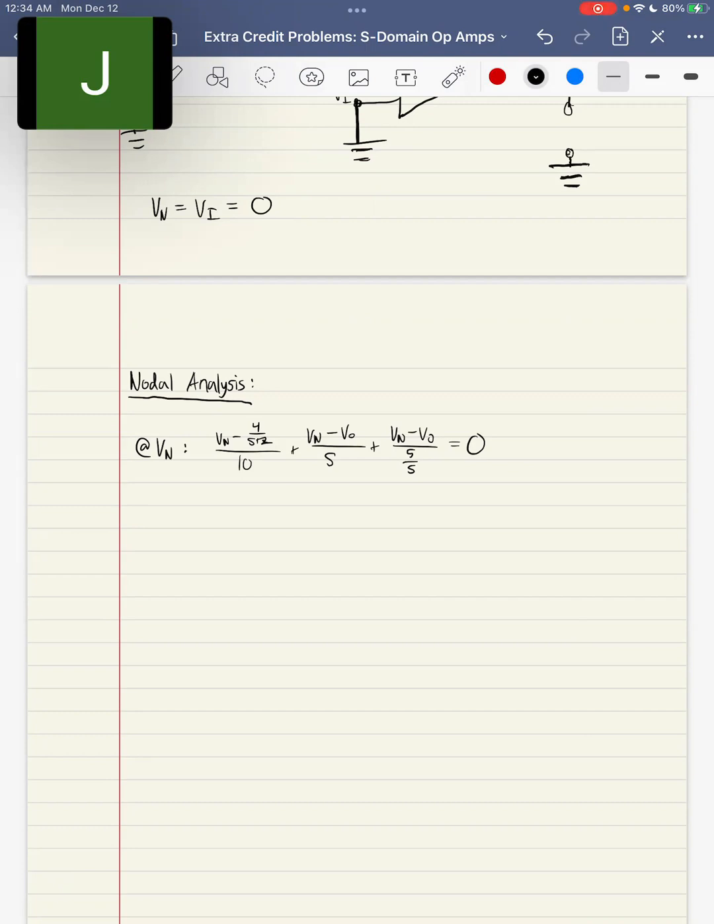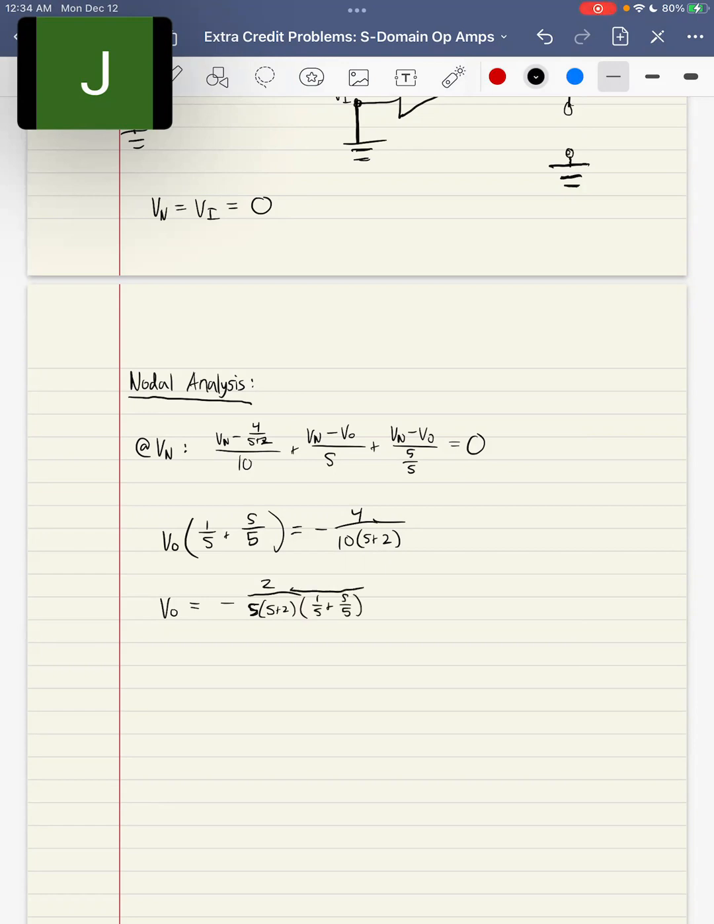Let's move Vout to the other side. This is Vout times (1 over S plus S over 5), and that is all equal to negative 4 over 10 times (S plus 2). We can now divide the Vout factor to the other side. So Vout equals negative, let's simplify this, negative 2/5 times (S plus 2), and then all that divided by (1 over S plus S over 5).